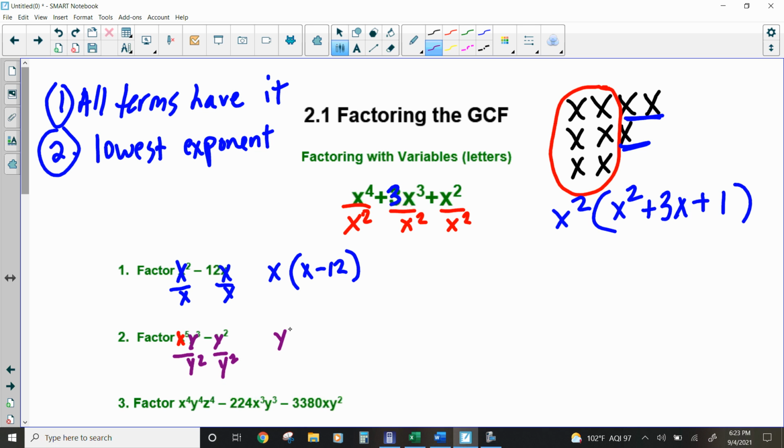So the y squared goes in the front because GCFs always go in the front. Then we're going to be left with x to the fifth. If this one had 3 y's, that's what y to the third means, and I take out 2 of them, that means I'm going to be left with a y. And then if this one had y squared, that's 2 of them, and I'm taking out both of them, I'm just left with 1. Okay?